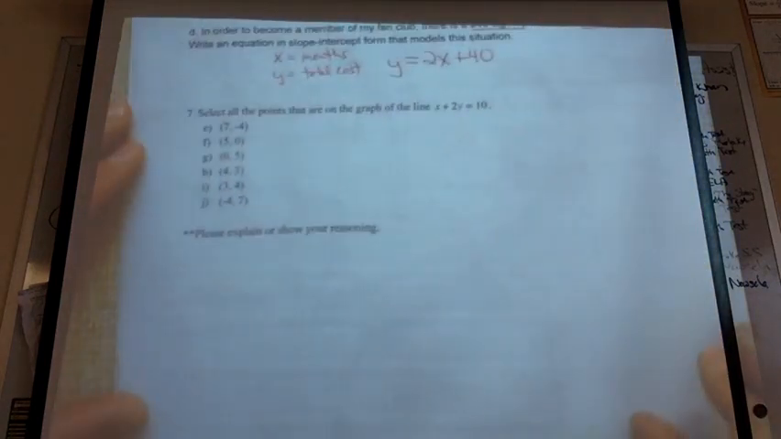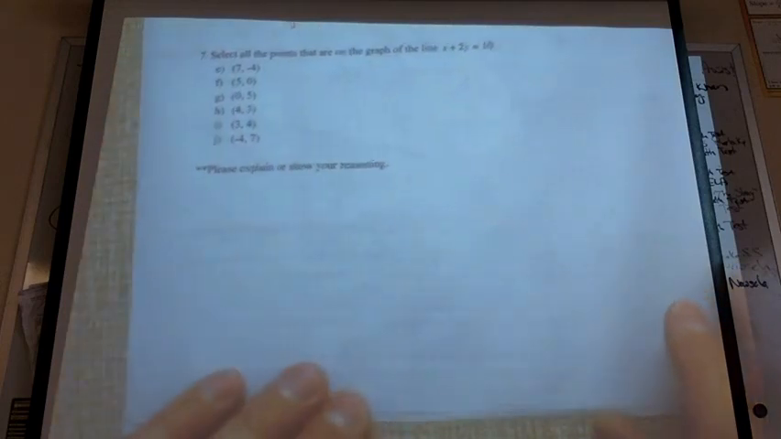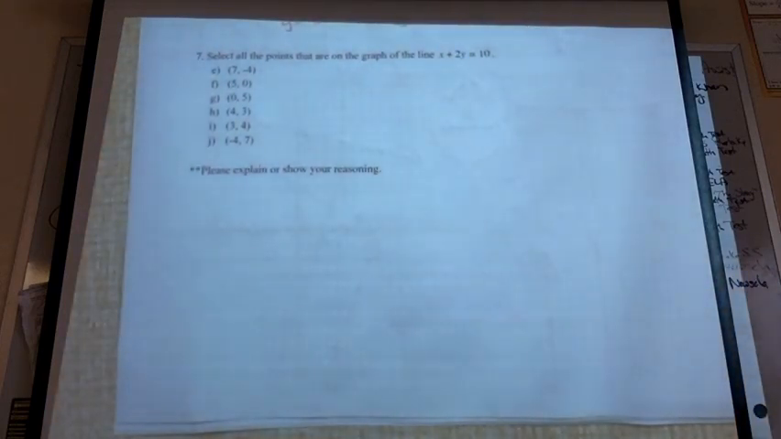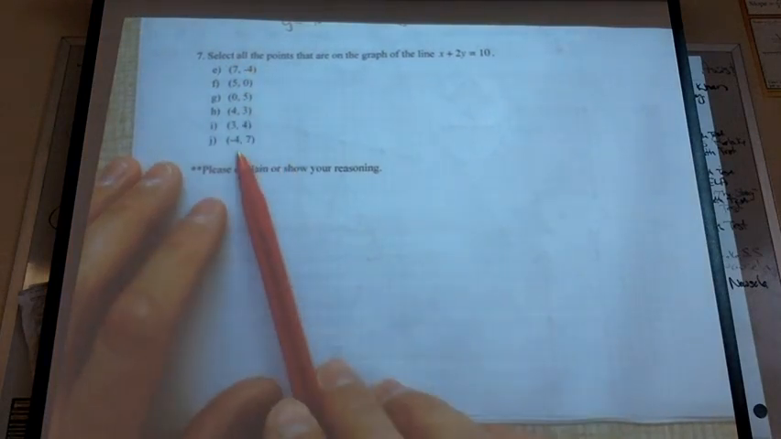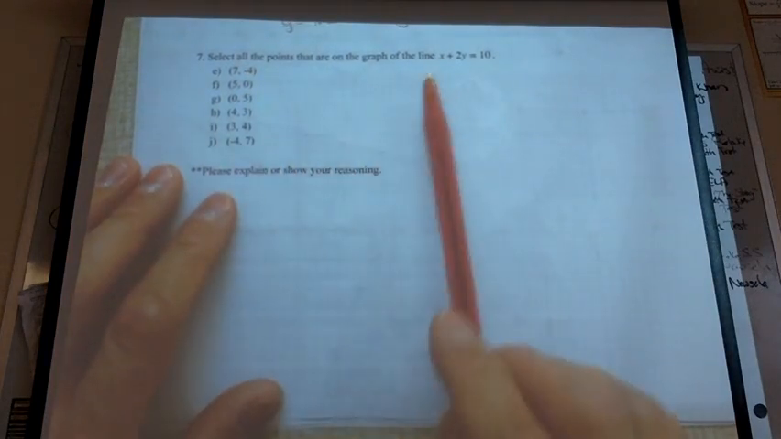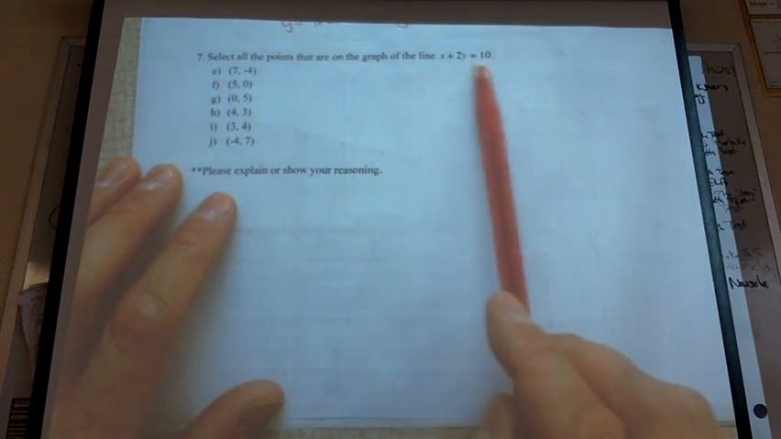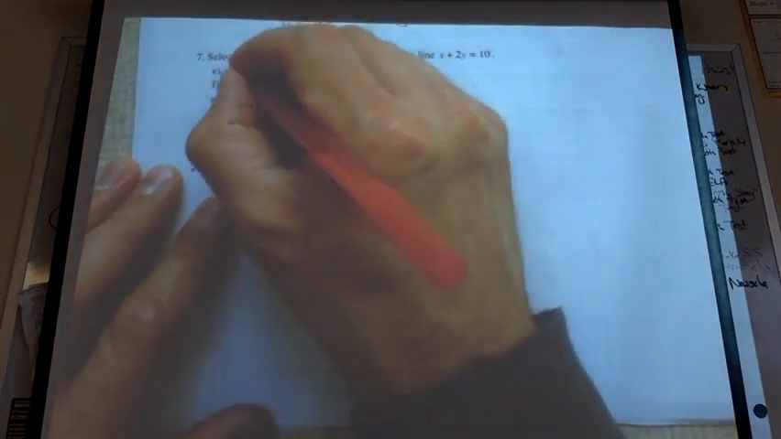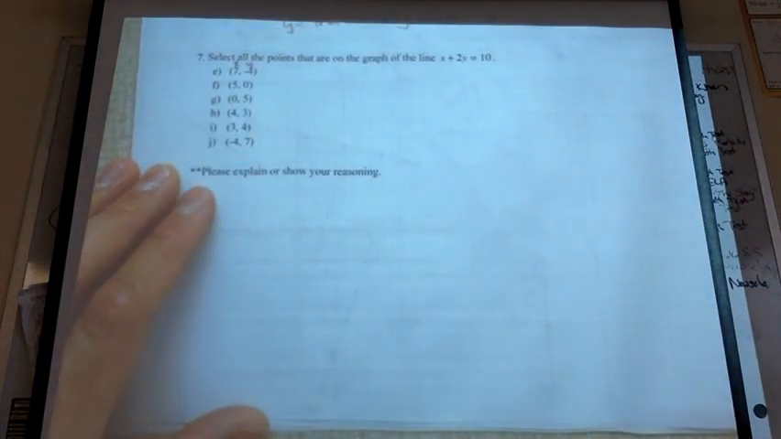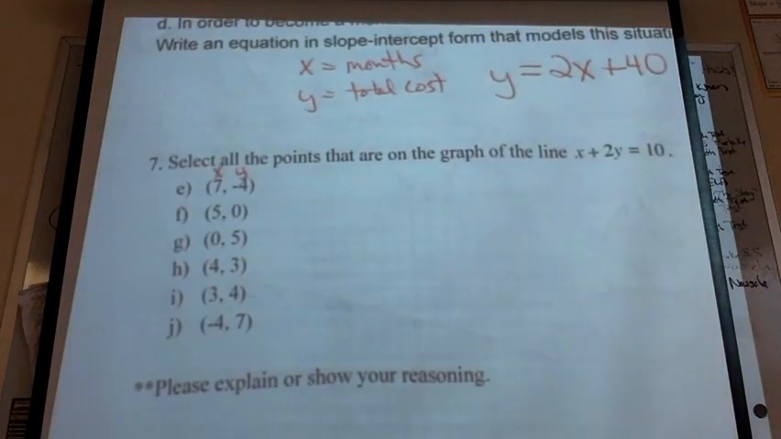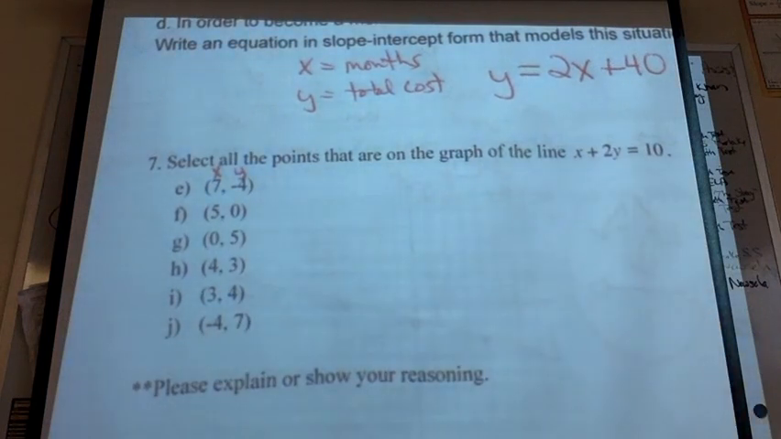Moving on to number 7. In number 7, you are asked to select all the points that are on the graph of the line x plus 2y equals 10. And they're giving us a series of ordered pairs. So what we're going to do is use this equation, x plus 2y equals 10, and substitute our x and our y into each one of these to see if it works out. If it works out, we know that point, this ordered pair, is on that line.